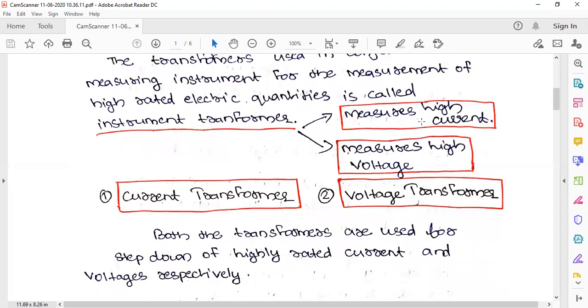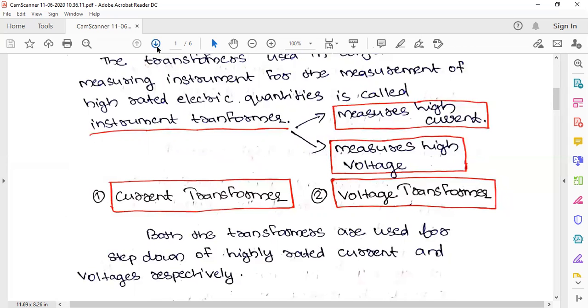Mainly we measure high current or high voltage. For measuring high current we use a current transformer, and for measuring high voltage we use a voltage transformer. Both the transformers are used for step down of highly rated currents and voltages. Current transformer for highly rated current and voltage transformer for highly rated voltage. The voltage transformer is also called the potential transformer. Potential means voltage, right?